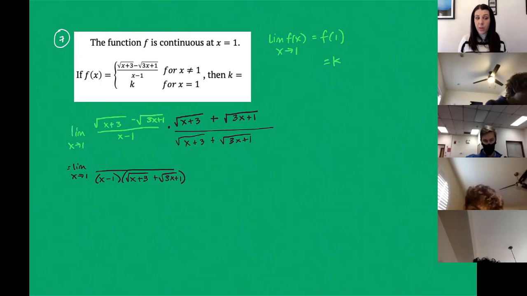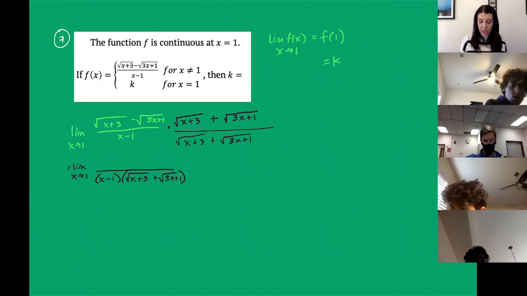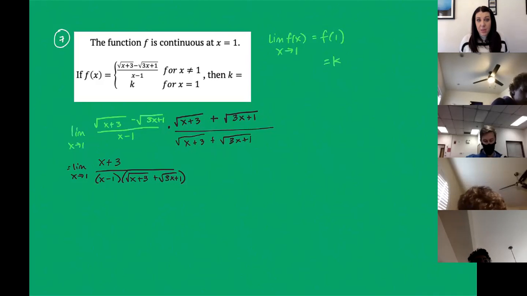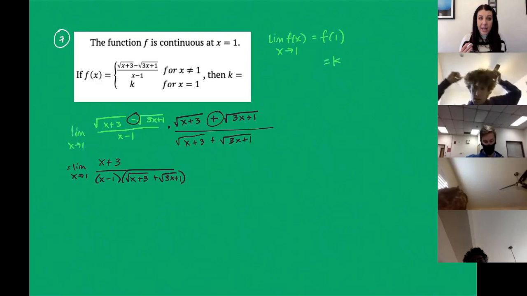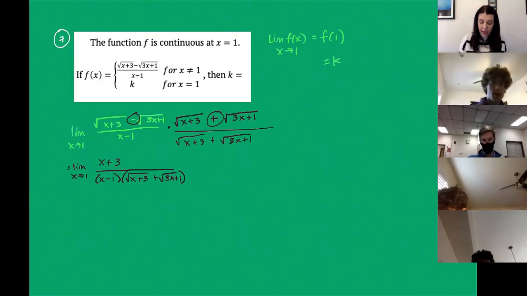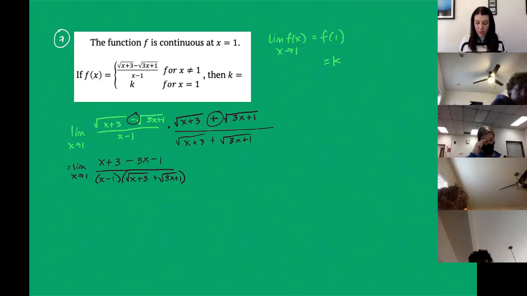I'm doing square root of x plus 3 times square root of x plus 3, which is just x plus 3. And then I'm doing square root of 3x plus 1 times square root of 3x plus 1, which is just 3x plus 1. But there's a minus here being multiplied by a plus. So I'm going to have minus 3x and minus 1, right? I really have minus 3x minus 1.